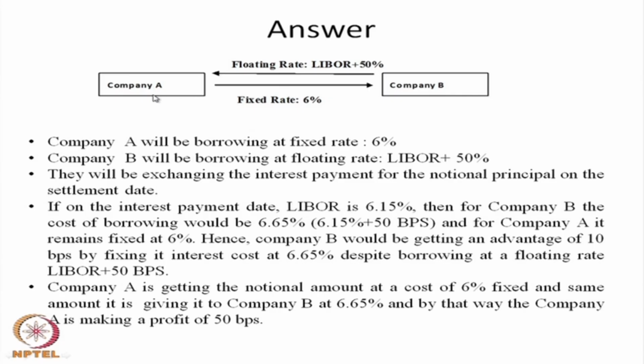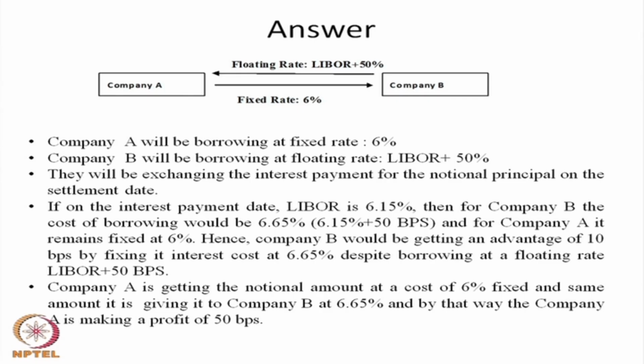Company A will borrow at 6% fixed, company B will borrow at variable, LIBOR plus 50 basis points, and there will be a transaction between these two. Company A will borrow at 6% and company B will borrow at LIBOR plus 50 basis points, and an exchange of interest payments takes place between the two parties against a notional principal.